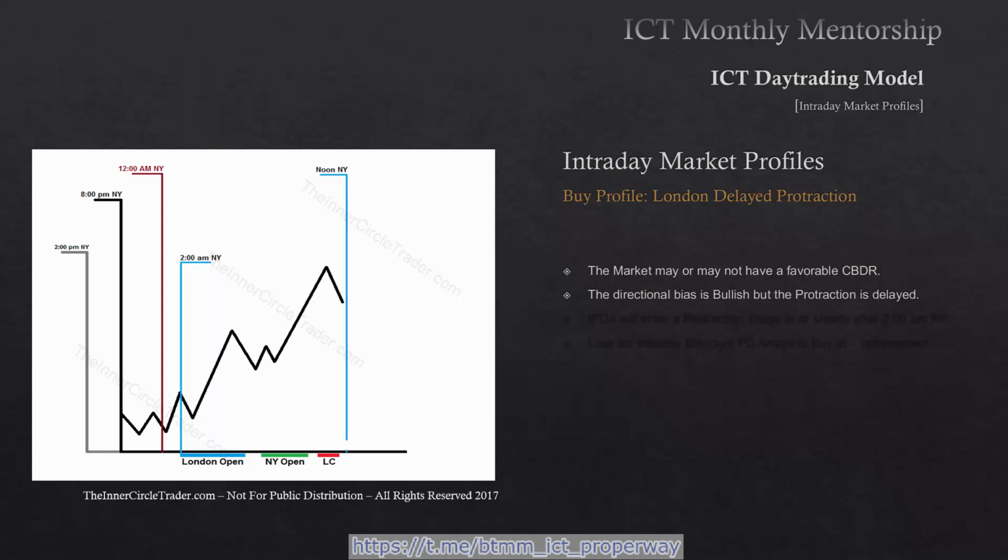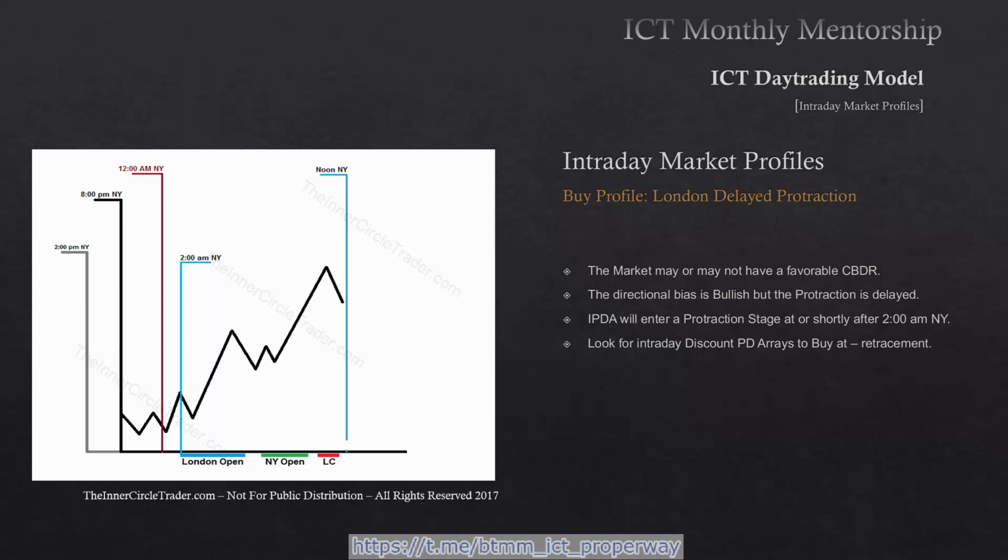Main premise is the directional bias is bullish, but the protraction is delayed. IPTA will enter a protraction stage at or shortly after 2 a.m. New York. And you're going to be looking for a discount PD array to buy at during a retracement that will occur at or shortly after 2 a.m. New York time. So what are we saying here? We have a market that has a questionable central bank dealers range. That doesn't mean that we just toss it out.